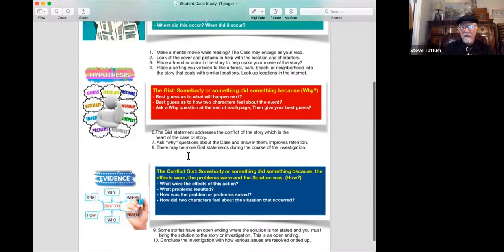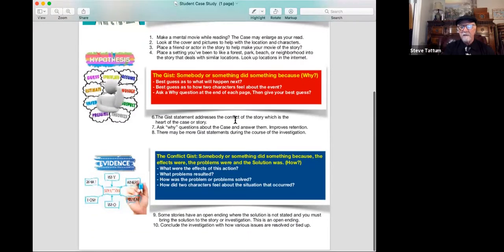So then we have these guidelines. The gist statement addresses the conflict of the story, which is the heart of the case or story. Ask why about the case and answer it improves retention 15%. Asking the why and answering improves comprehension by 15%, the same as picturing. There may be more gist statements during the course of the event. So this is information for the kid.